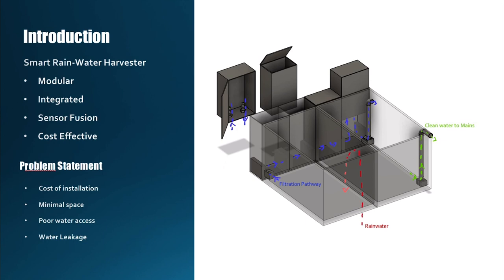Now, this ties in very well to our problem statement, which is going to be cost of installation, minimal space for installing a large water storage tank system or storage device. So this is also going to be applicable in places with poor water access or water scarcity, where they could have water supply, but due to the municipals, it could be intermittent, or the water coming in could be very contaminated. And finally, we also have to solve the issues of water leakage leading to water wastage, which is also not going to be great when you're already having water scarcity issues.